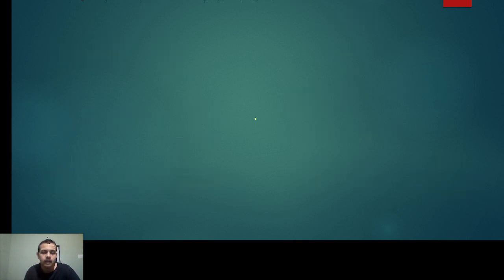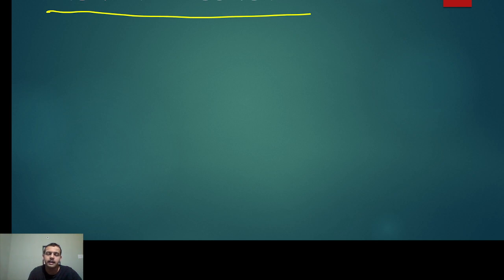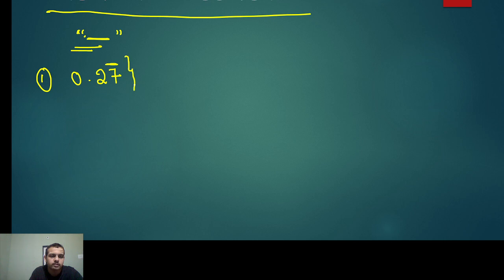Second concept is the decimal bar concept. Till now we have studied only the decimal concept. This bar is denoted by this symbol. First question we will study: 0.27 bar. What is the meaning of 0.27 bar? The bar above the number denotes that it repeats, 7 7 7 7 7 up to infinity.